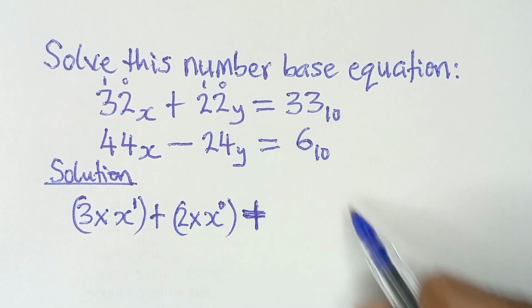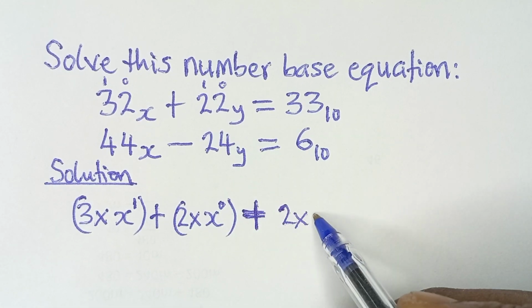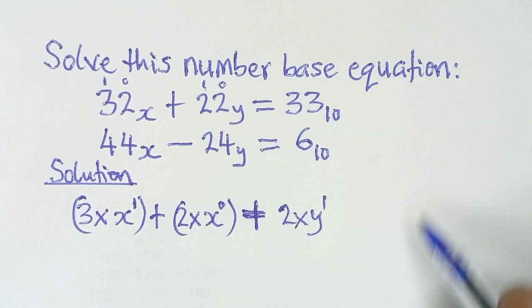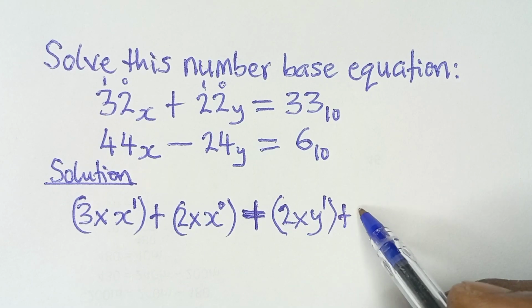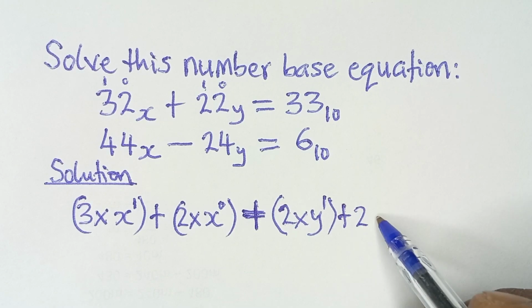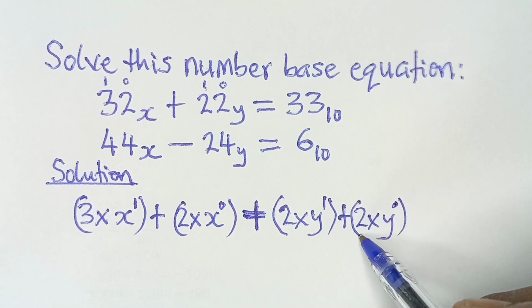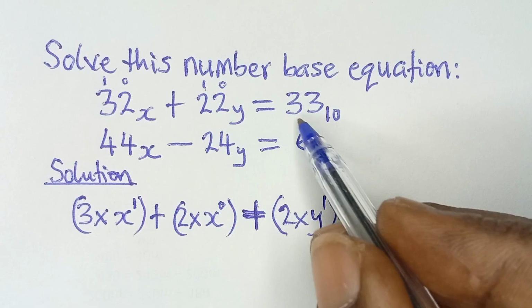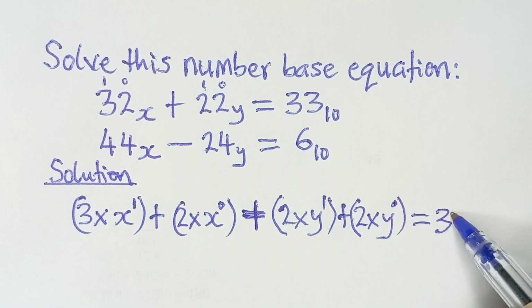2 on this 22. We also do the same to that. That will be 2 multiplied by the base y raised to the power of 1, because of the 1 here, and then added to 2 multiplied by y to the power of 0, and then everything should be equal to the number in the base 10 here, which is 33.